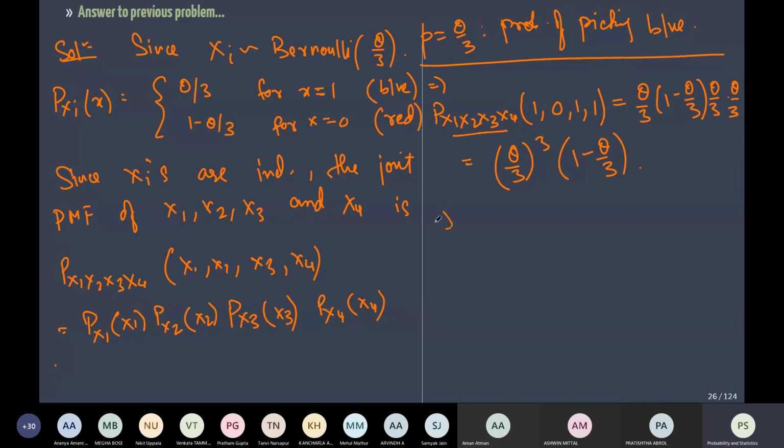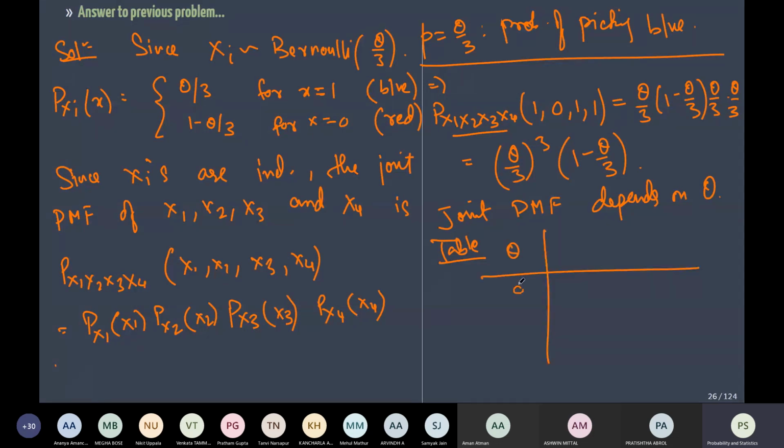So obviously the joint PMF depends on theta. Now we know what the possible values of theta are, right? The possible values of theta are 0, 1, 2, 3, the number of blue balls. So we can construct a table of these probabilities for various values of theta. Let us make a table.